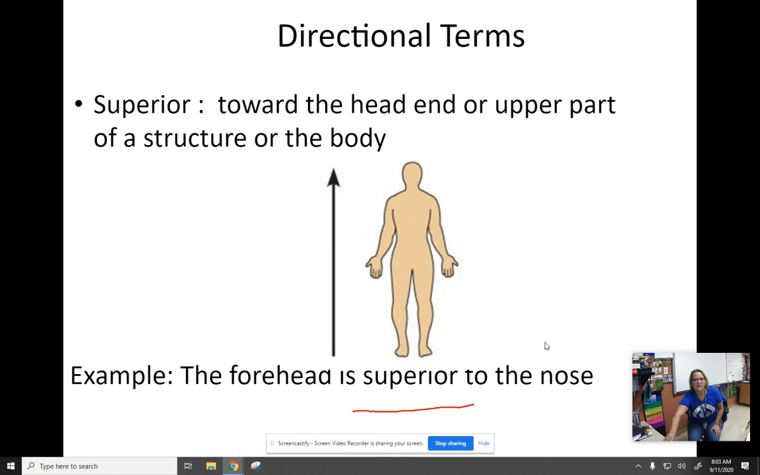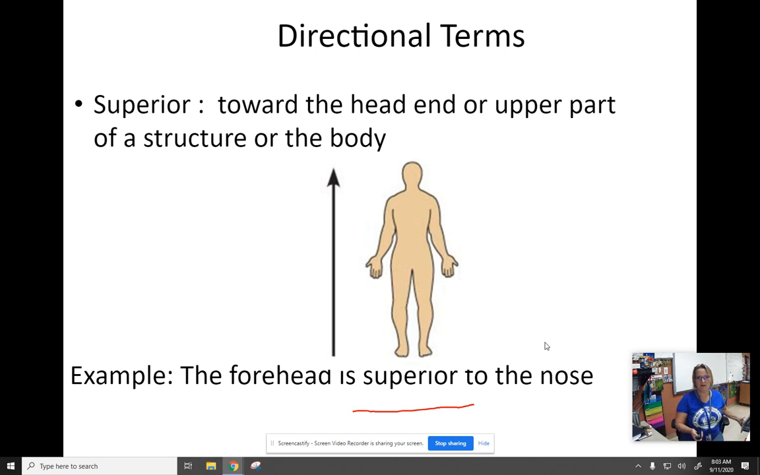Then what we're going to do is go through quickly and discuss the things that are on that chart on page 15. So the first one is the word superior. Superior means towards the head or the upper part or structure of the body. So my head is superior to my chest. So towards the top. The forehead is superior to the nose. So that is the term superior.